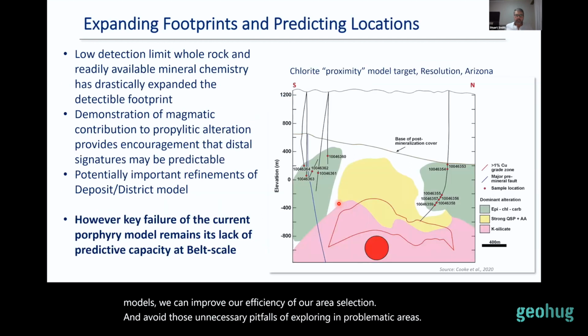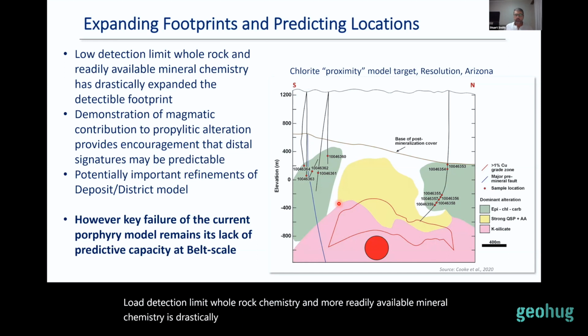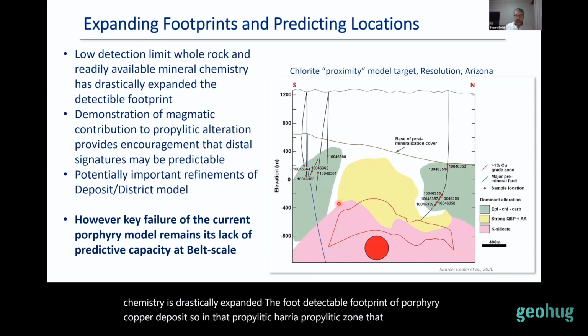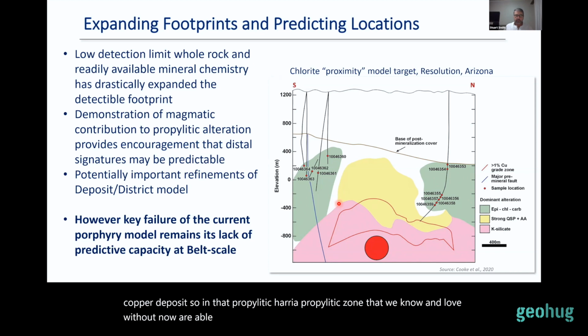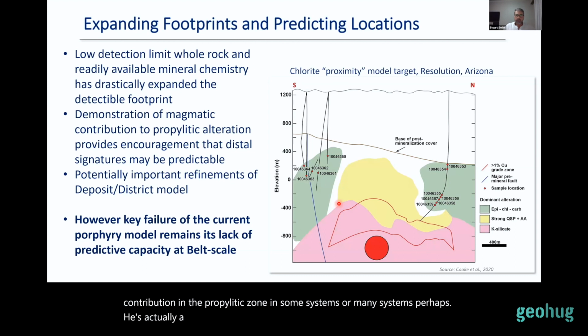So one of the key developments that I think is underway, and I'm assuming most of you will be familiar with this, is that low detection limit whole rock chemistry and more readily available mineral chemistry has drastically expanded the detectable footprint of porphyry copper deposits. So in that propylitic zone that we know and love, we're now able to navigate a little better, I think. An important part of the story there is the demonstration that at least part of that contribution in the propylitic zone, in some systems or many systems perhaps, is actually a magmatic contribution. So that gives us hope that we can navigate in there with the geochemical tools that we have available.